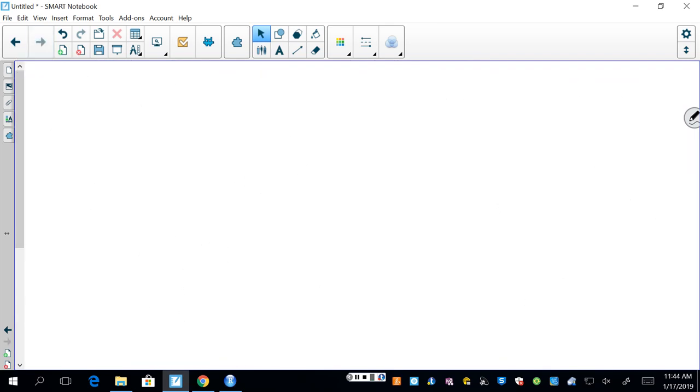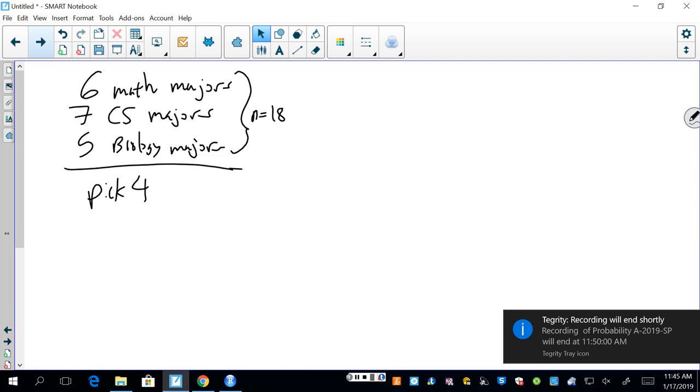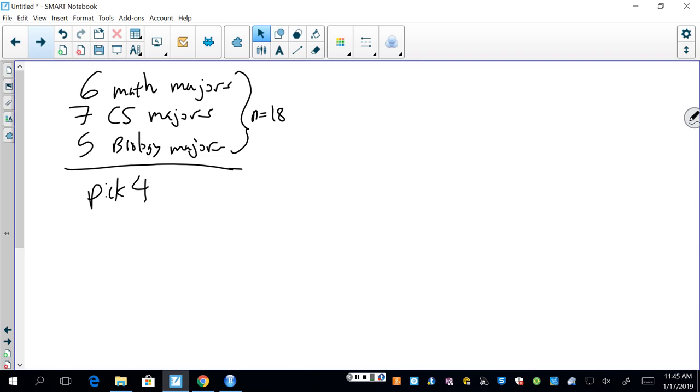One quick last problem. So you have 6 math majors, 7 CS majors, and 5 biology majors. And you need to pick 4 individuals to make up a team. So this is 18 individuals overall. What's the probability that one group is not included?